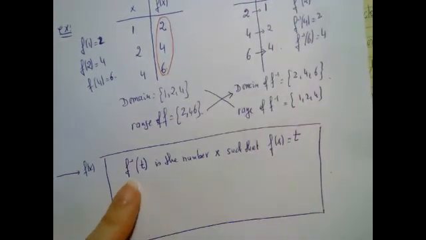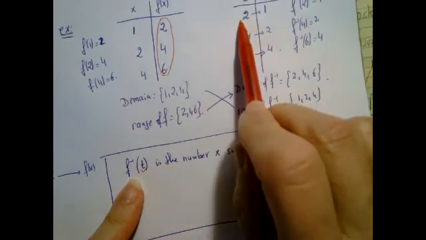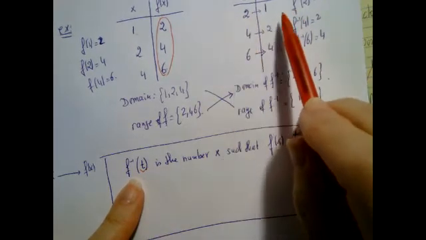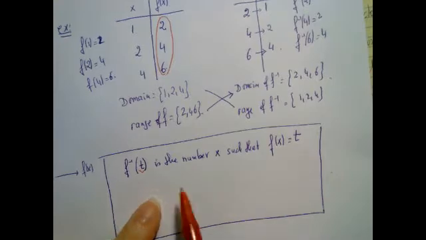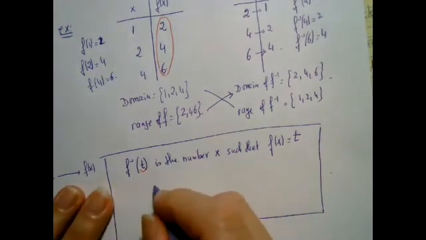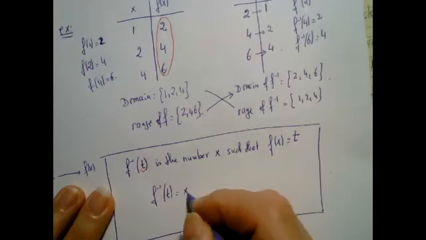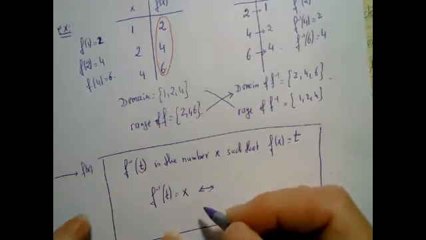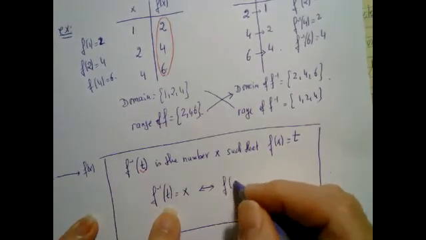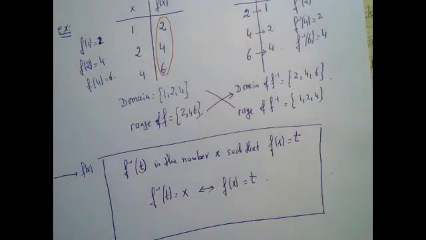So the inside here, these are the output of f. So f inverse of t is the input of f that gives me t back. That's really our definition. And so to say that f inverse of t is equal to x really means that f takes x to t. Okay, so that's really the idea of f inverse.